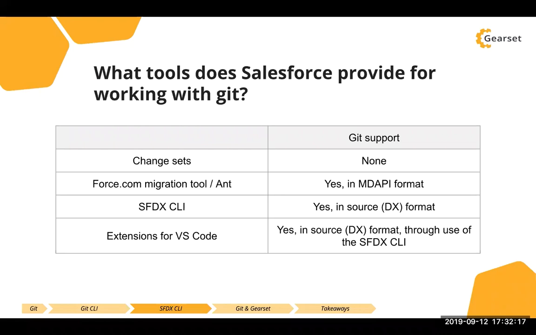This is the new tool that Salesforce has provided. It's essentially force.com migration tool v2. It's a bit more powered up. There are some new commands. It allows you to work with all the cool new stuff that Salesforce DX brings in, like spinning up scratch orgs and working with the new DX format. And so we're going to be using that to actually interact with our metadata.